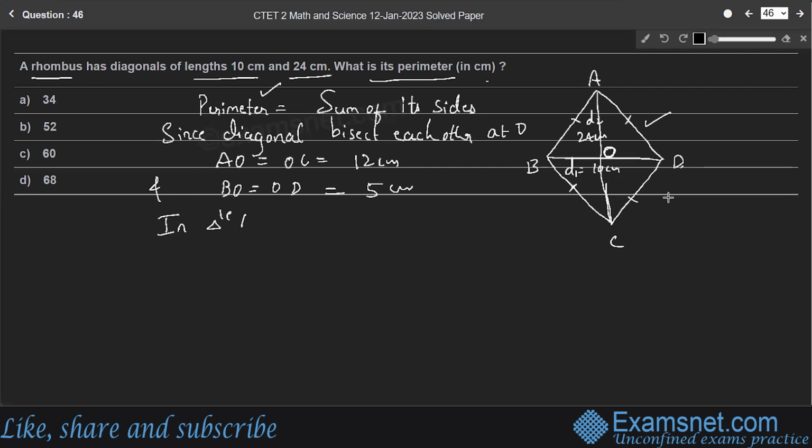In triangle AOD, since the diagonals bisect each other perpendicularly, one diagonal is the perpendicular bisector of the other diagonal. So you have to mention, since the diagonals bisect each other perpendicularly at O. This is important, because while considering the triangles, we can apply the Pythagoras theorem only to right angle triangles. Therefore, in triangle AOD, AD square is equal to AO square plus OD square. Pythagoras theorem.